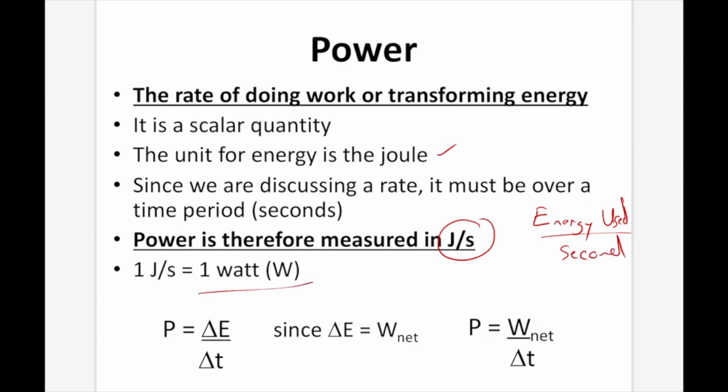The formula is going to be E over T, and since change in E, like we discussed prior, is equal to the net work, we can also say that power is equal to net work divided by time.